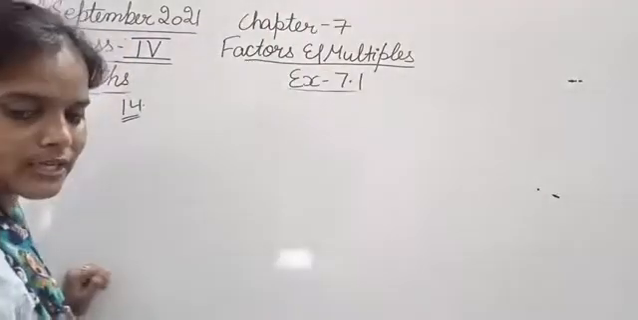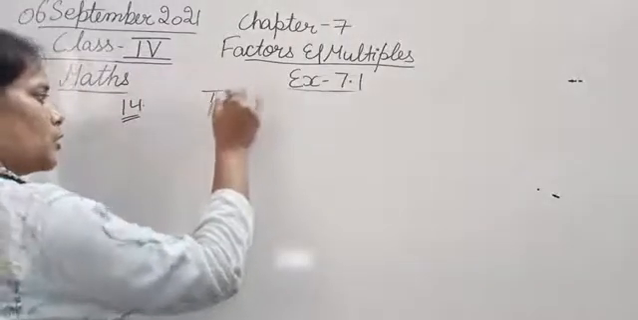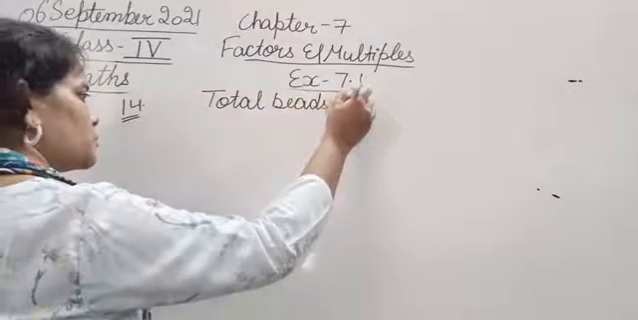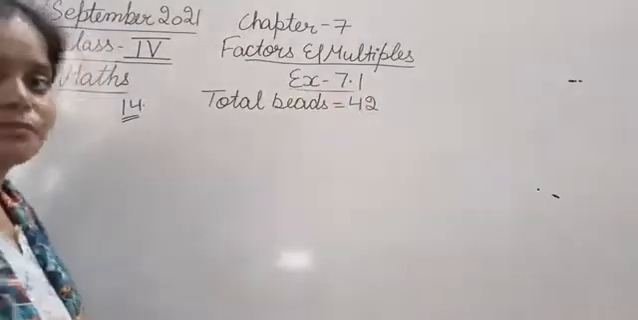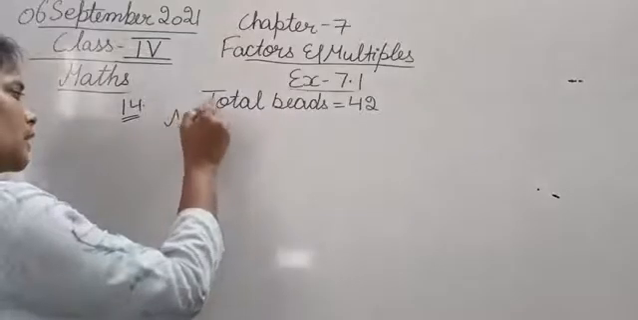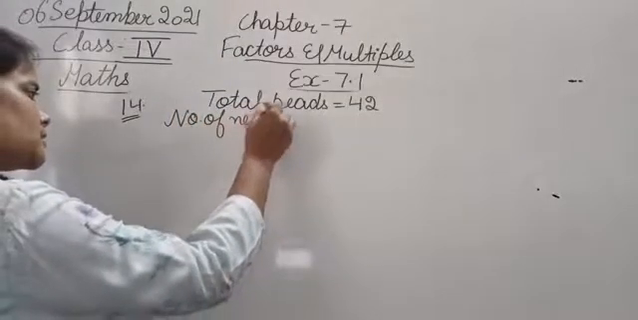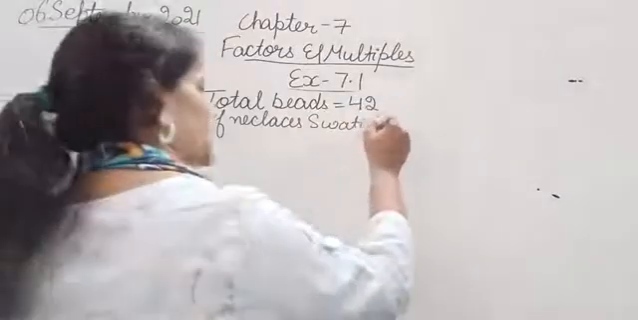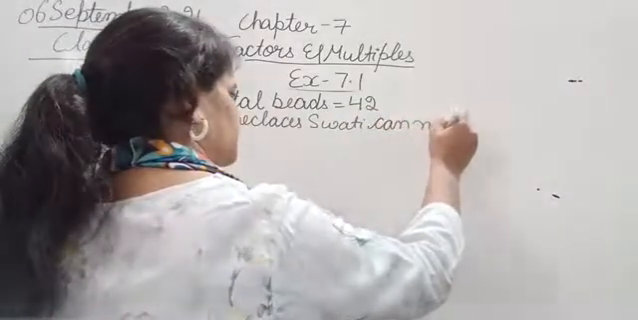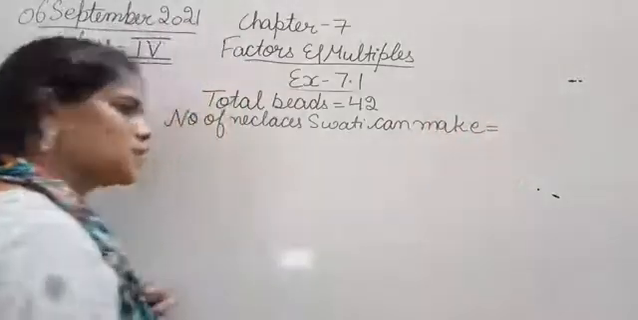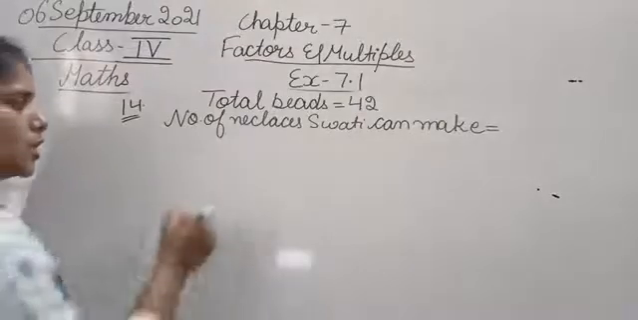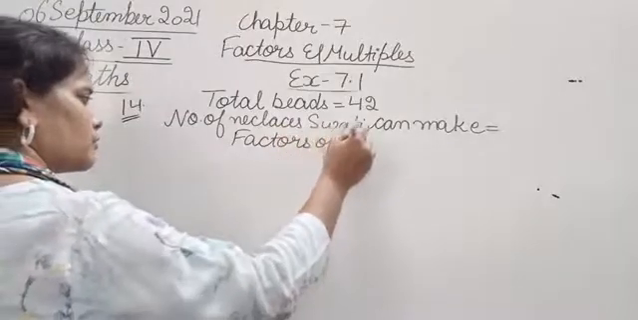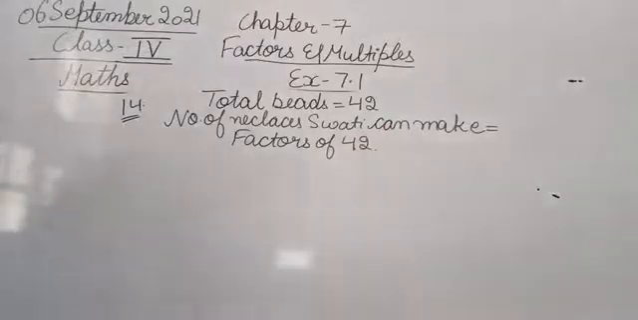First of all, the information that is given in the book: total beads is equal to 42. Number of necklaces Swati can make, we have to find that. For this, we have to calculate the factors of 42.